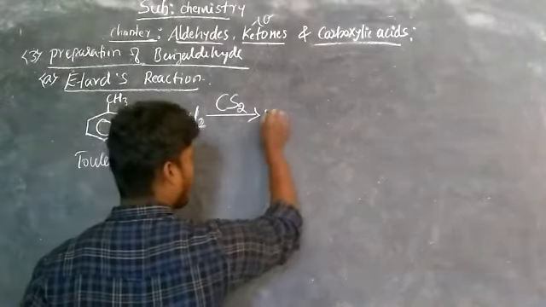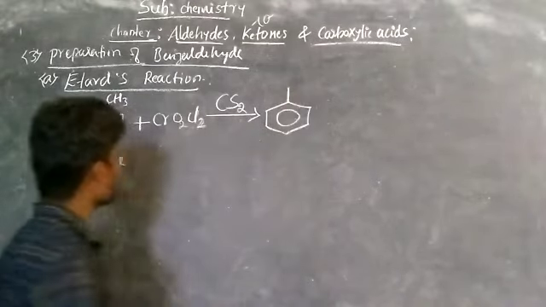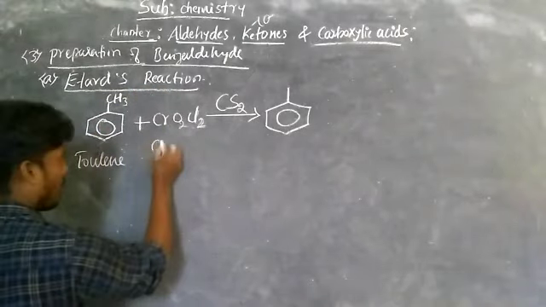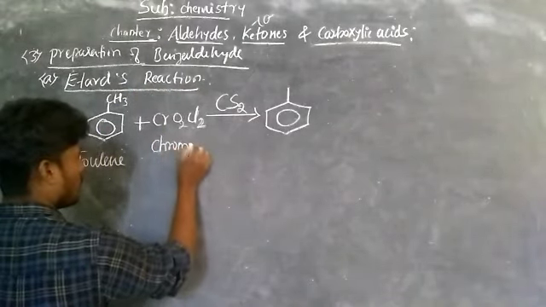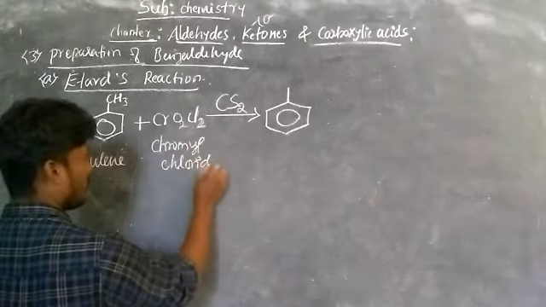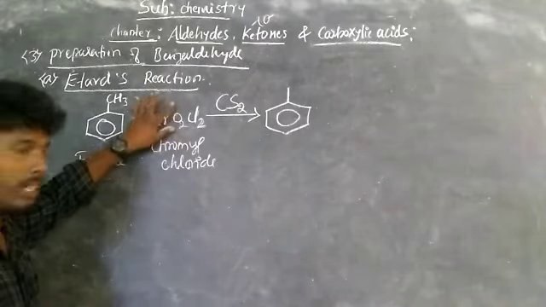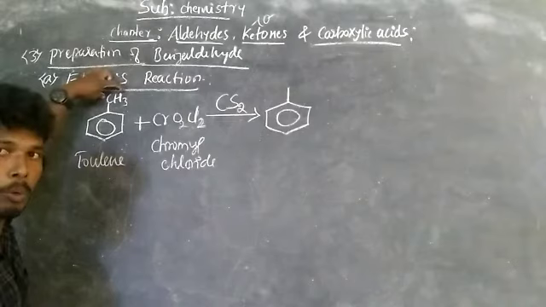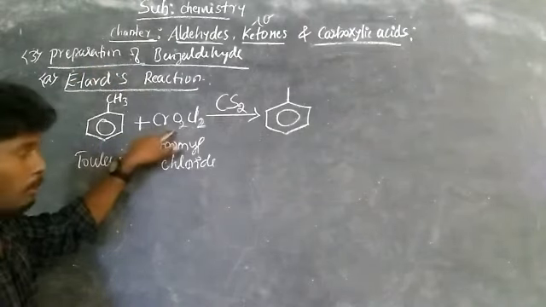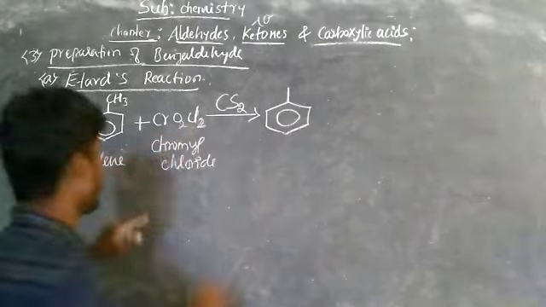That chromium complex, how are we writing the chromium complex? Here there is CH3. This chromyl chloride is the best oxidizing agent which oxidizes the methyl group only. The terminal methyl group only we can oxidize, that is, addition of oxygen. CrO2Cl2.